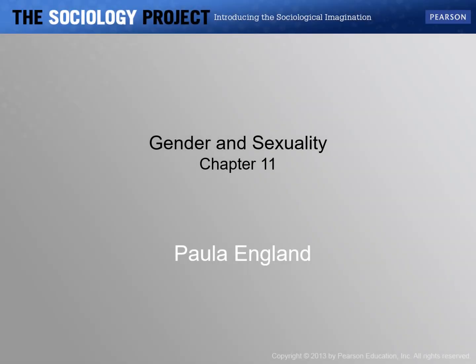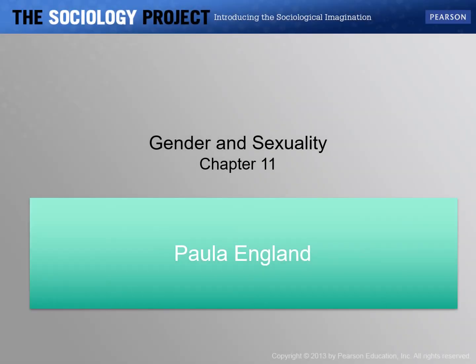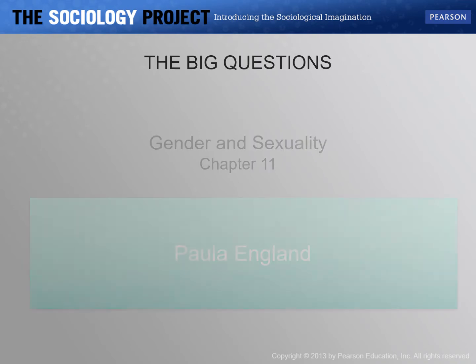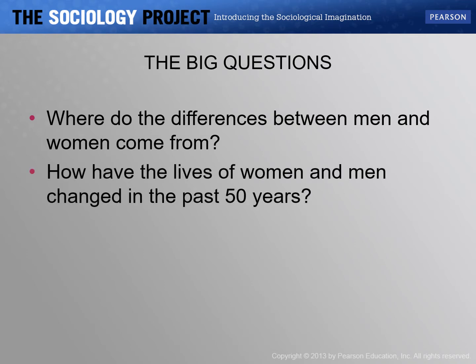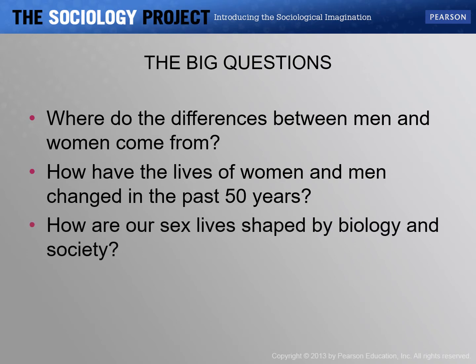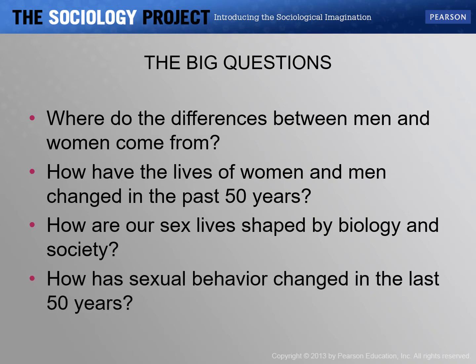So let's talk about sex and gender in the Sociology project, which is the first slide. This will cover some basic questions. The big questions are, where do differences between men and women come from? How have the lives of men and women changed in the past 50 years? How are sex lives shaped by biology and society? And how has sexual behavior changed in the last 50 years?